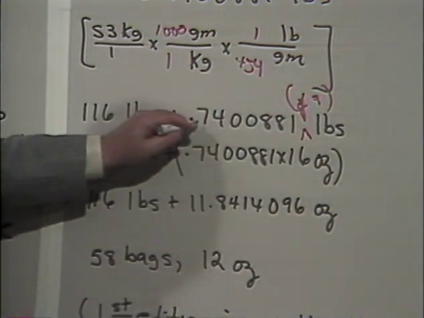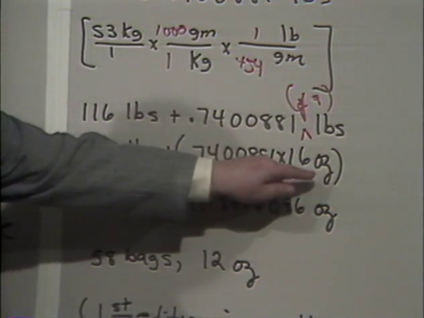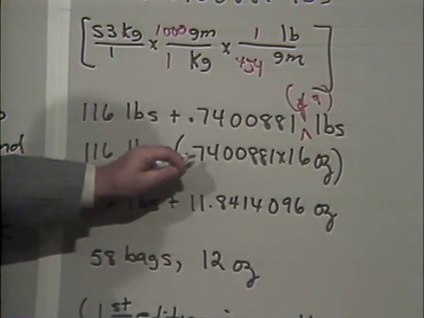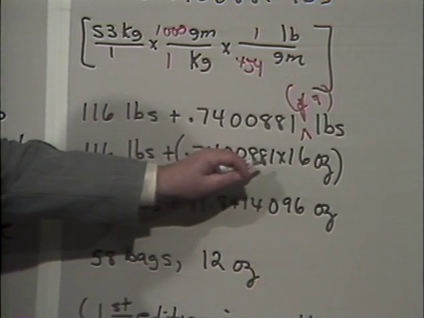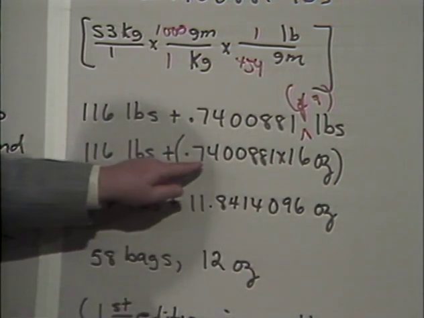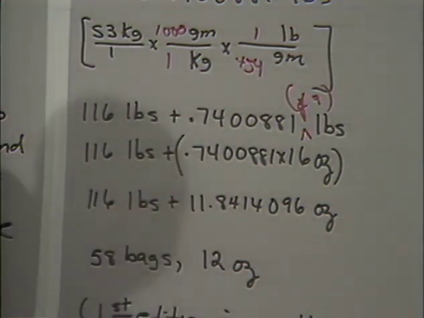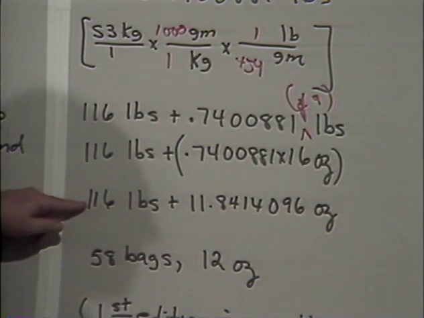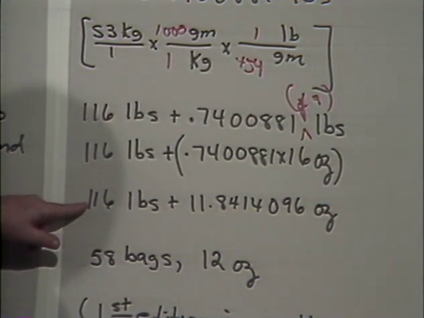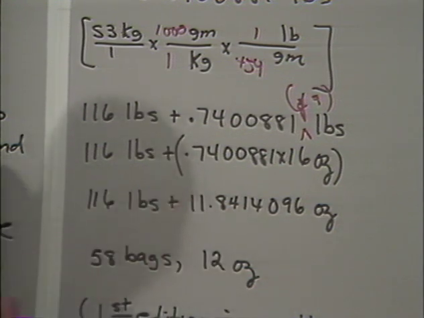See, it's this decimal fraction part of a pound. And what's a pound? It's 16 ounces. So I have 0.7400881 of, meaning times, 16 ounces. And if I multiply 16 times this, I get 11.8414096 ounces. So what is 53 kilograms to the nearest ounce? It's 116 pounds and 12 ounces.